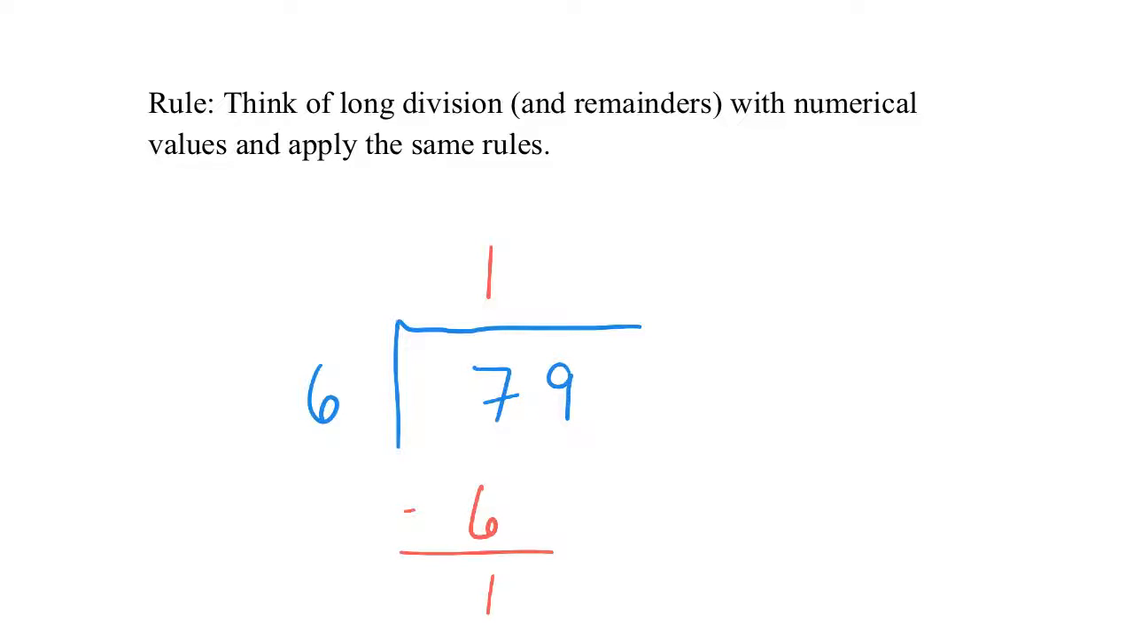What do I do with the 9 next? Bring it down. Okay, I'm going to do the same thing in a minute with polynomials. Whatever's the next piece of the polynomial, the next term, will be brought down one at a time. I then ask myself again, what number goes up here, so that when it's multiplied by this, I get as close to this as possible without going over? Again, what goes up here, because we're going to do this in a moment with polynomials, the same rules apply. What goes up here that when multiplied by this, gets me as close to this as possible without going over?